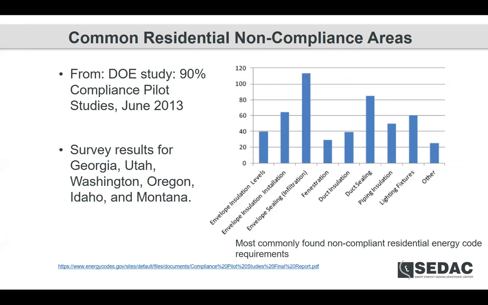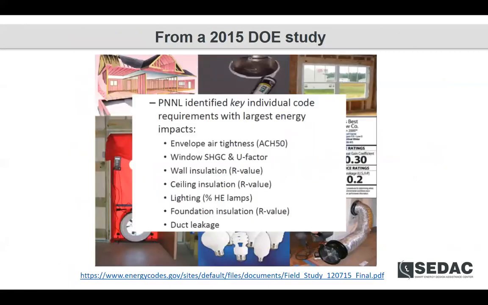Then you can see that lighting fixtures and envelope installation are also up there. This has probably changed somewhat over the years, but those are probably still the largest areas of non-compliance: envelope sealing and duct sealing. And we're going to be talking about those later this morning, or this afternoon, I should say.